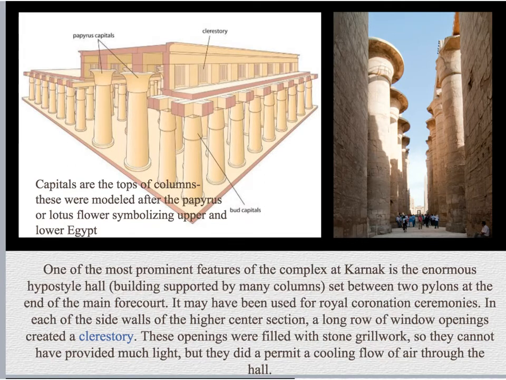The capitals, which is the top part of a column in this temple, were made to look like lotus flowers. The lotus flowers were supposed to be symbolizing Upper and Lower Egypt. And another thought of it was that it would almost look like reeds or plants growing out of the Nile. That's kind of like the symbolism that they wanted. You can see these are huge, huge columns. They're 69 feet tall. I like the picture on the right because you can see tourists in there and how small the people are compared to these huge columns.